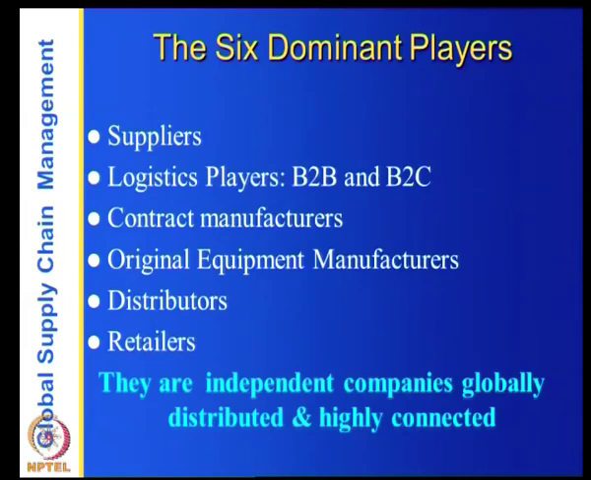So, if you take any particular supply chain like automobile or even the electronic supply chains, there are basically thousands of players, but you can group them as 6 dominant players. These are all independent companies, they are globally distributed, and they are all highly connected. Now, this connection becomes very important.